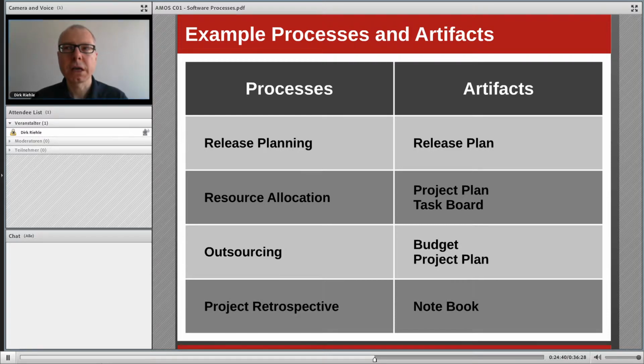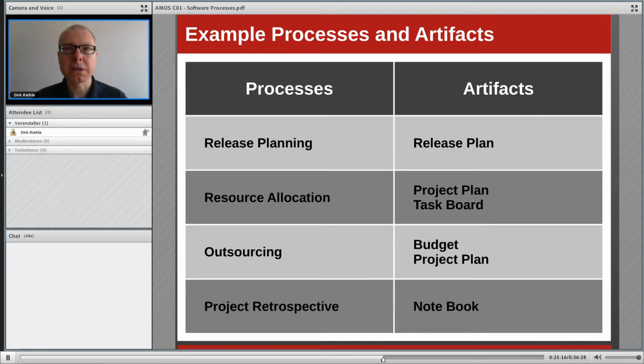Engineering manager cares a lot about release planning, so mapping the features based on the prioritization provided by a product manager into a particular time frame, the release, allocating resources to various tasks in that release plan, and the relating artifacts are the actual release plan as well as a detailed project plan, or more often these days a task board like a Kanban board where you can see who is doing what and also often the status of progress of work.